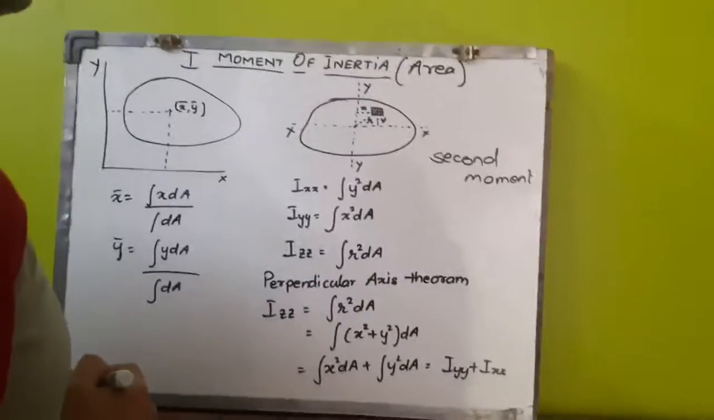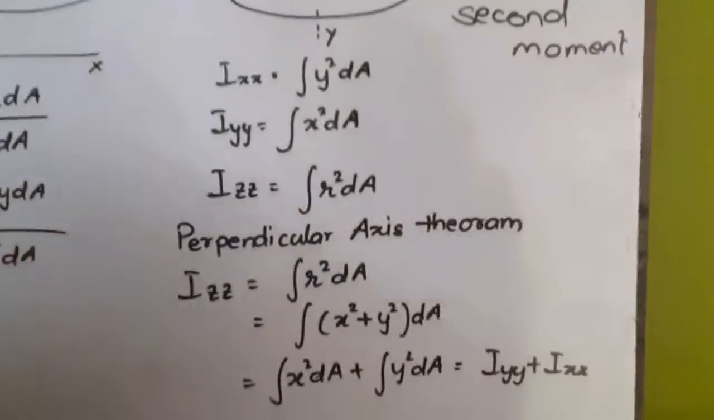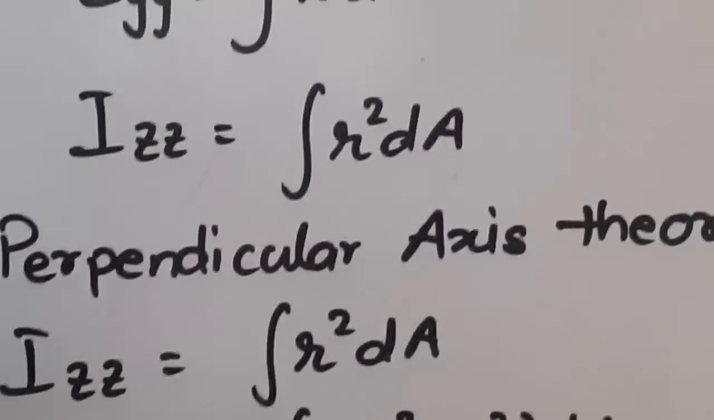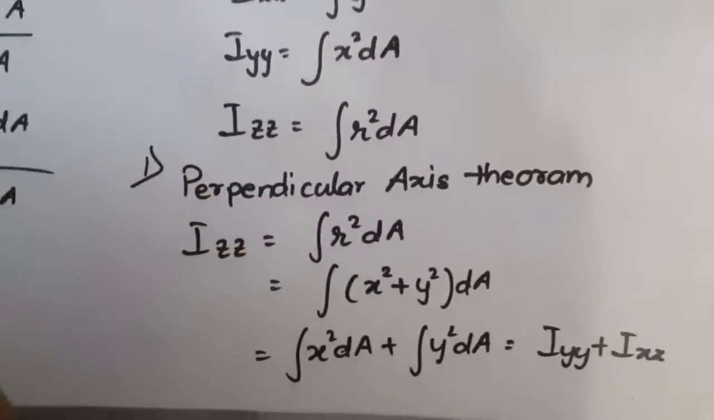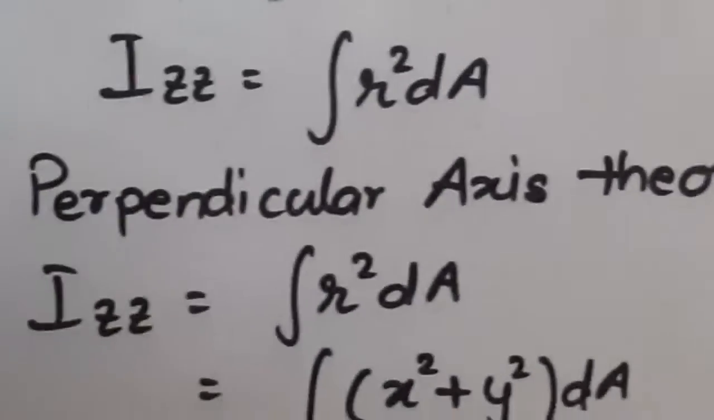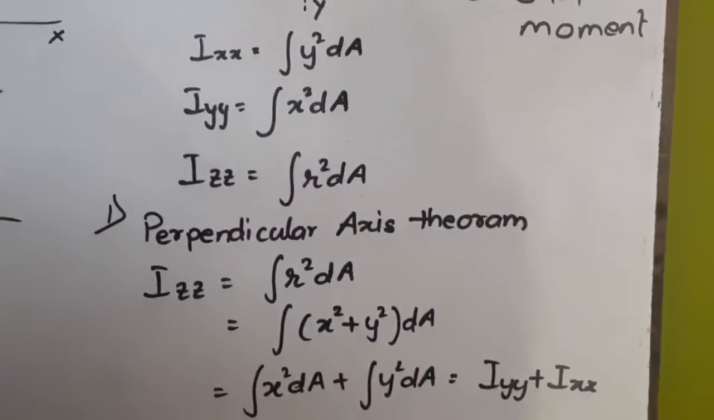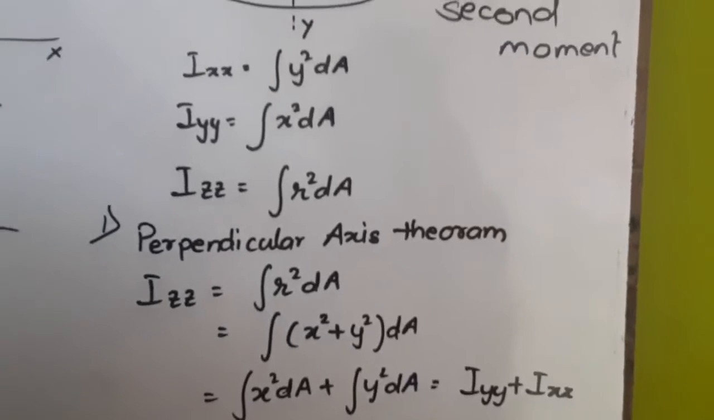Now we have two very important theorems which will be used to calculate the value of the second moment of area or area moment of inertia. One is the perpendicular axis theorem. The perpendicular axis theorem states that the sum of the second moment of area about the x-x axis and y-y axis is equal to the moment of inertia about the z-z axis.